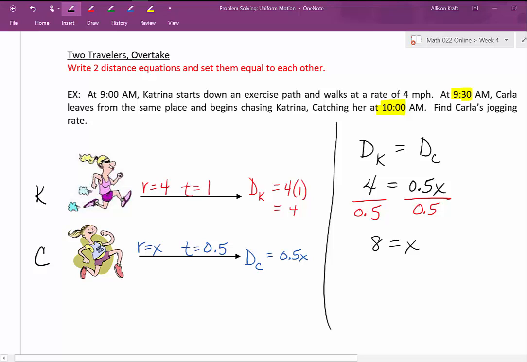We want to reread our problem, make sure we've answered the question. We want to find Carla's jogging rate. What did x represent? x represented Carla's jogging rate. So we have answered the question. We just need to rewrite it with the proper units. Carla was running 8 miles an hour.